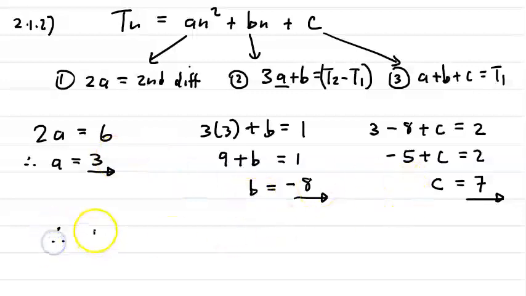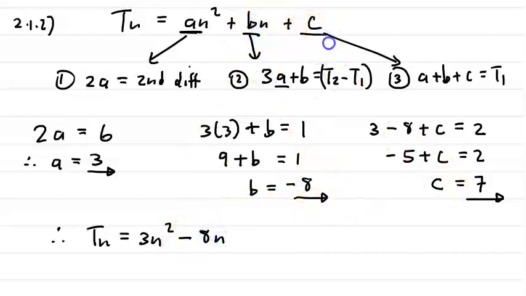So therefore, the general term tn is equal to, value for a is 3, so that'll be 3n squared. Our value for b is minus 8, so that'll be minus 8n. Now value for c is positive 7, so that'll be plus 7.